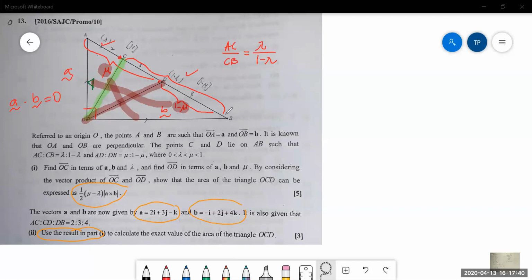So we have to calculate the exact value of the area of OCD. So area of OCD is equal to half mu minus lambda, A cross B. One thing we know for sure is that the A cross B part is checked already, because we know the values. So what do we need to find here? Our objective here is to find mu minus lambda. So we need to find what is mu and what is lambda. So that is our objective right now.